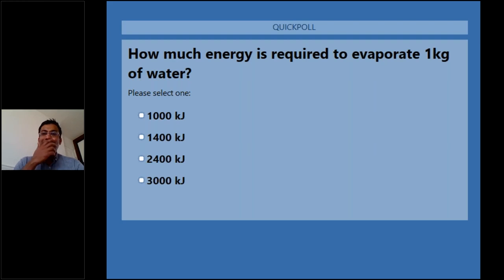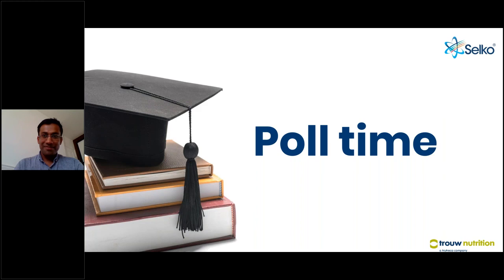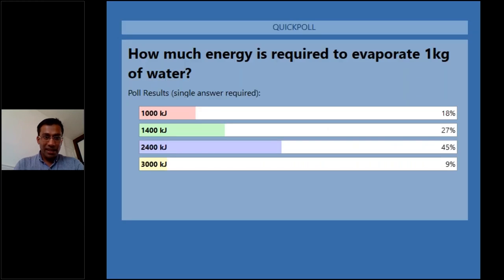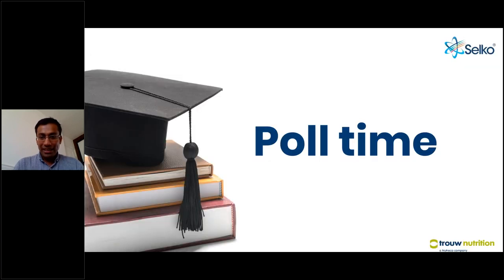Okay, I'm going to close and I'm going to share, and you can see. Of course. It's very good actually, I'm happy to see the good answer. The right answer is 2,400 kilojoule needed to evaporate 1 kilogram of clean water. So that's the right answer.